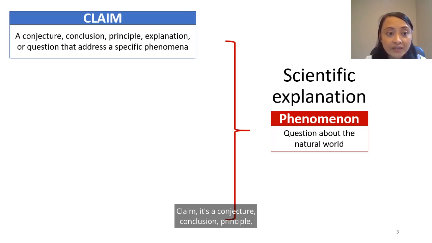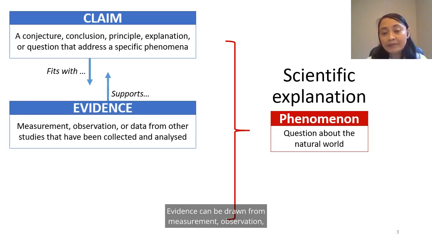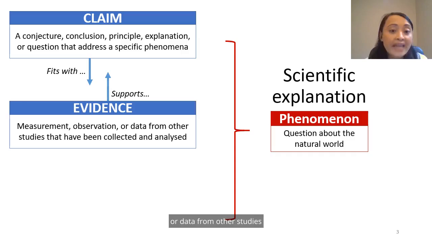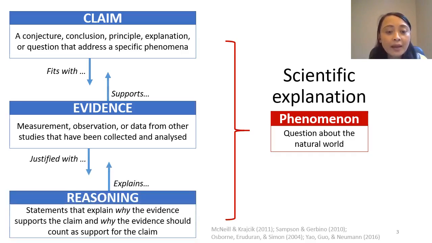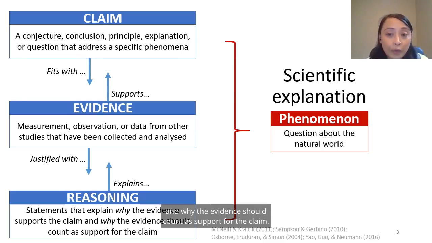Claim: it's a conjecture, conclusion, principle, explanation, or question that addresses specific phenomena. Claim has to fit with evidence, and evidence also supports claim. Evidence can be drawn from measurement, observation, or data from other studies that have been collected or analyzed. The evidence can be justified with reasoning. So reasoning basically explains the relationship between claim and evidence. It's statements that explain why the evidence supports the claim and why the evidence should count as support for the claim.